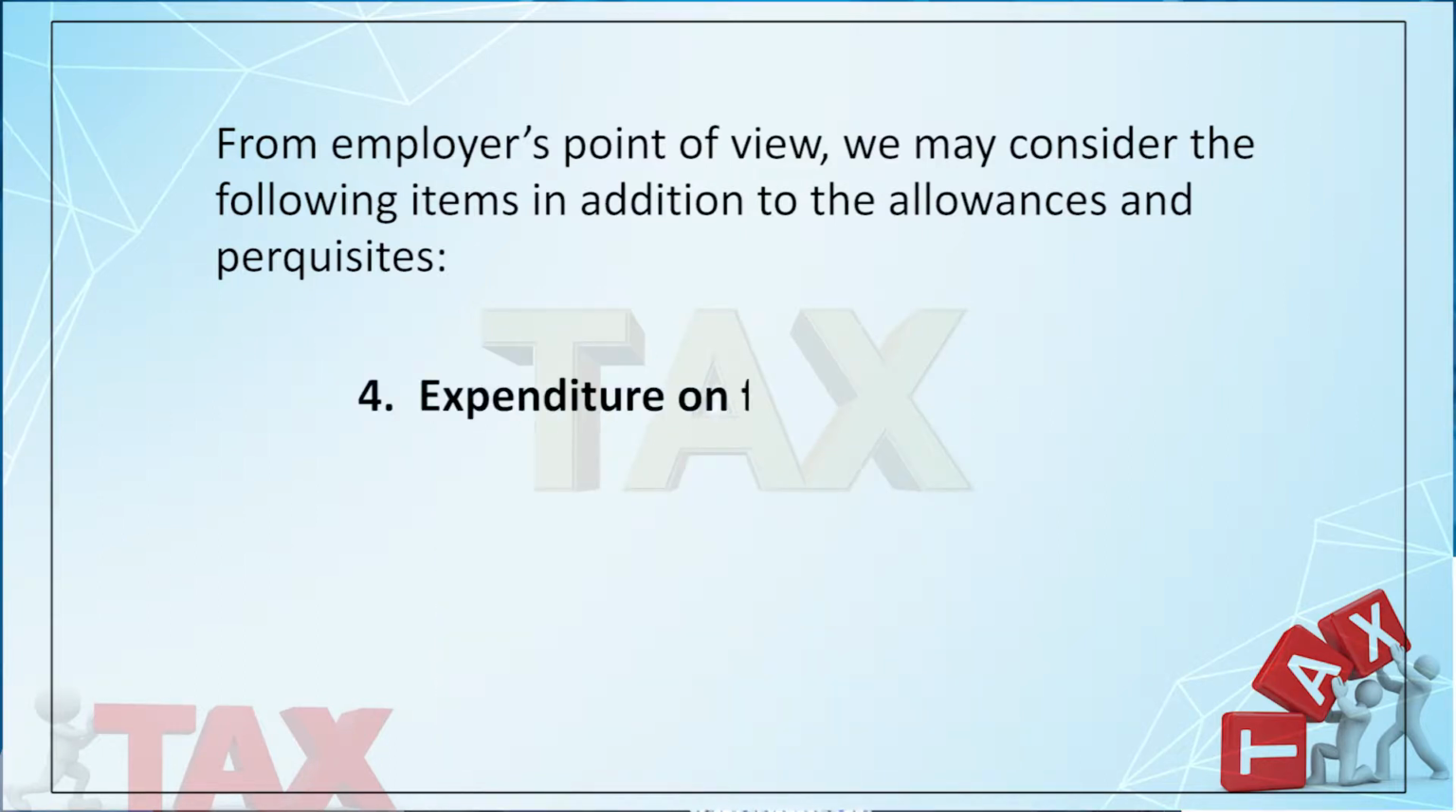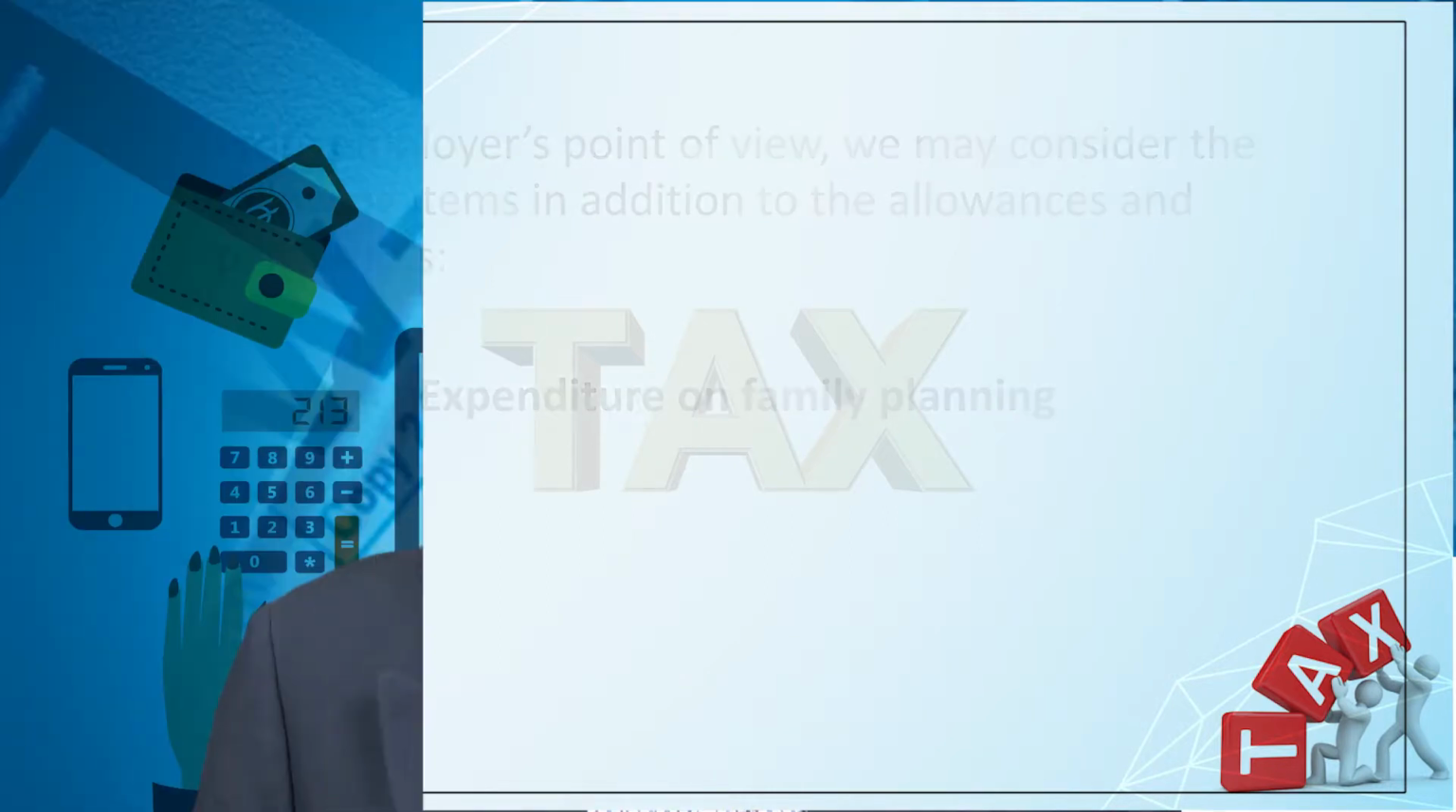Now you may consider the expenditure on family planning. Any expenditure incurred by the company for promoting family planning amongst its employees will be admissible. If it is capital expenditure, the entire amount will be allowed as deduction over 5 equal installments.